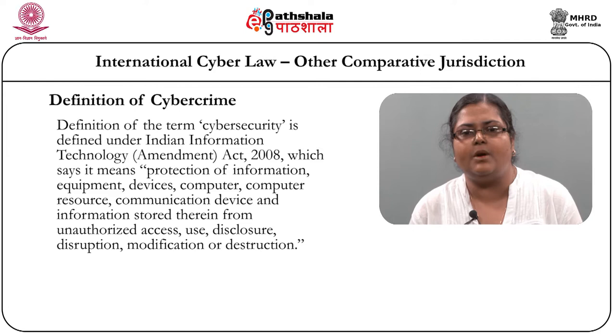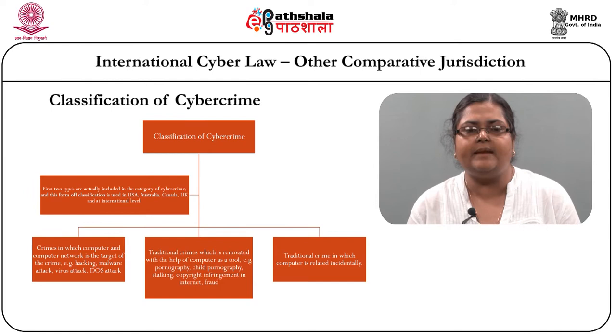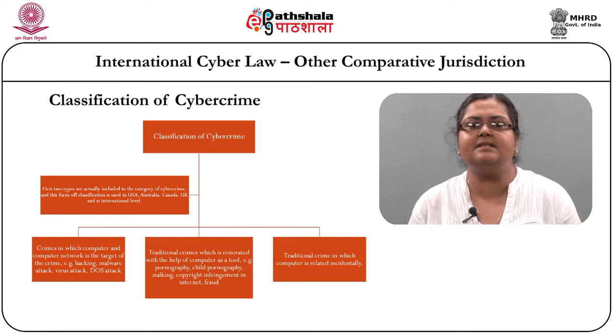There is a need of classification even for cyber crime. To understand the nature of crime, it can be divided broadly into three categories. Now, crime in which computer and computer network is the target of the crime, like hacking, malware attack, virus attack, DOS attack. Now, traditional crimes, which are renovated with the help of computer by using the computer as a tool, like pornography, child pornography, stalking, copyright infringement on the internet, fraud.